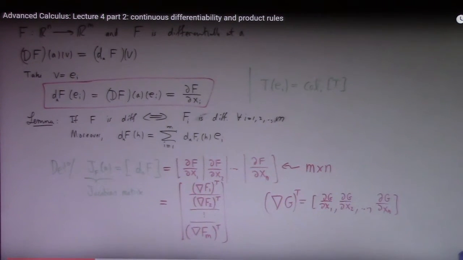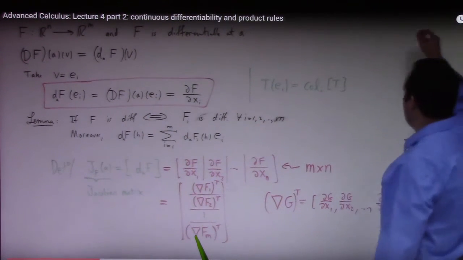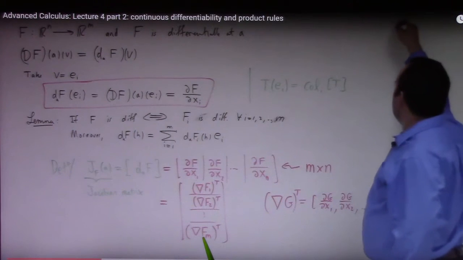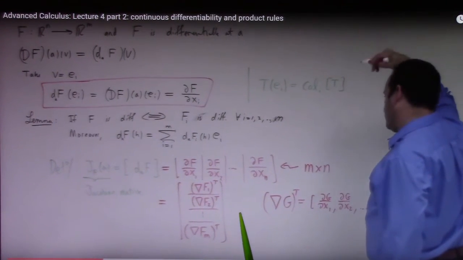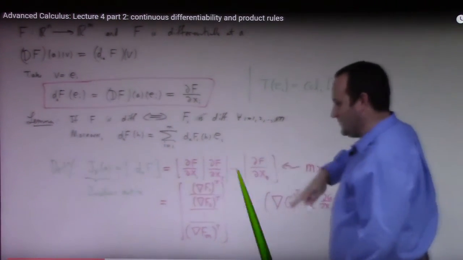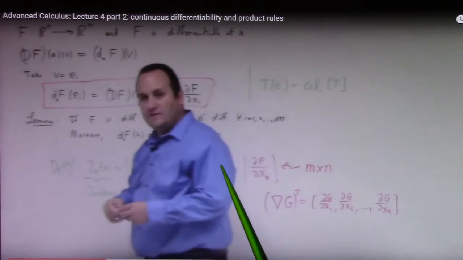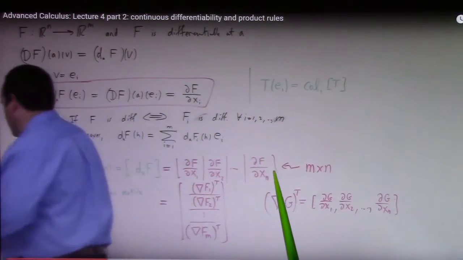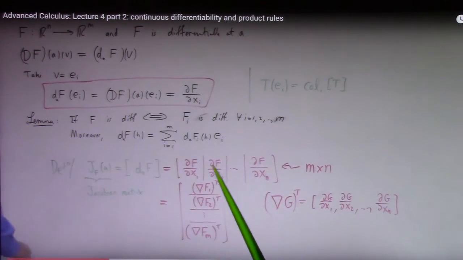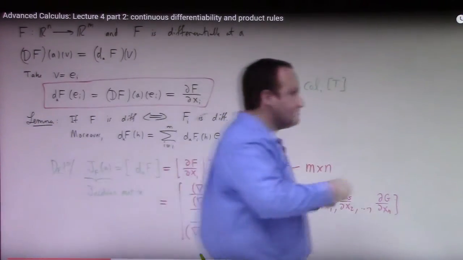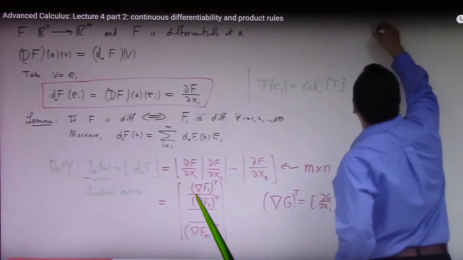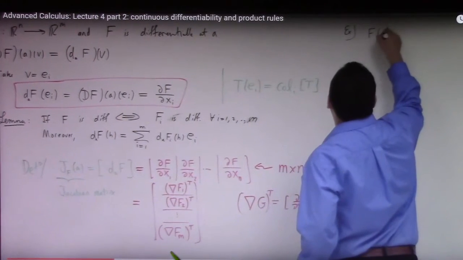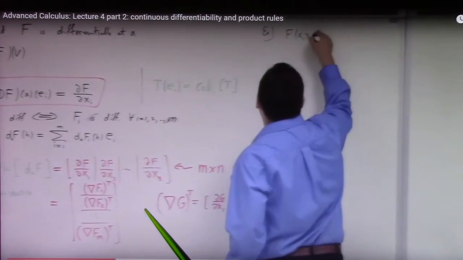You can also repackage it as a stack of gradients: the gradient of the first coordinate component function, the second component function, up to the mth coordinate component function. I've got to transpose them to make them into rows, but both of these viewpoints are useful. Sometimes you look at the Jacobian matrix as a bunch of columns glued together, or as a bunch of rows glued together. And you see both of these appearing in applications of the Jacobian matrix to other things.